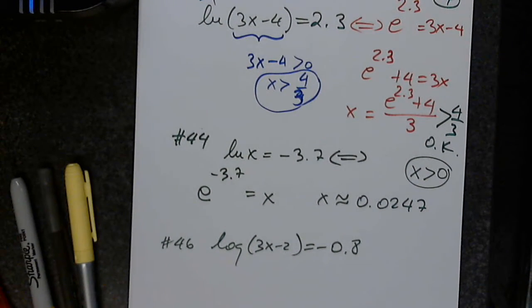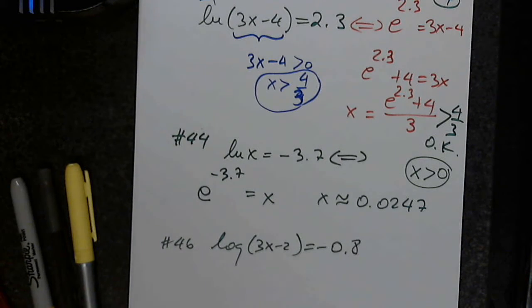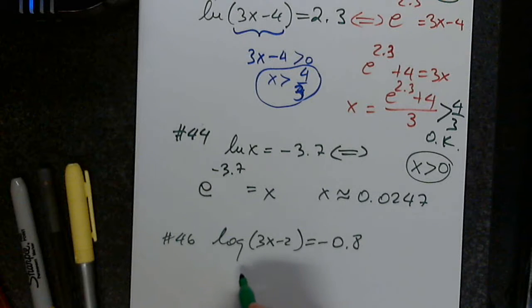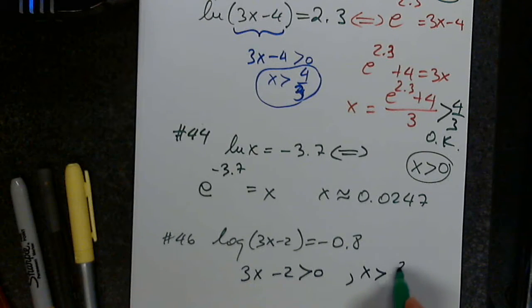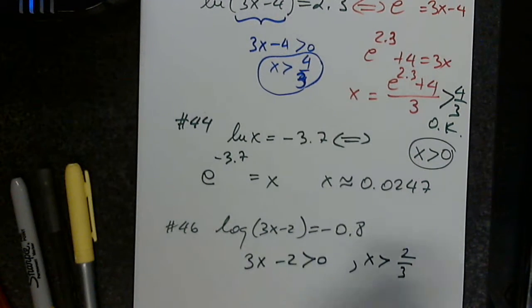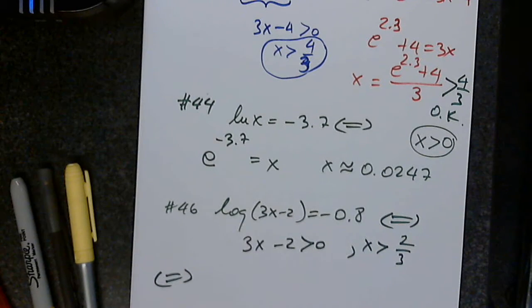Good. What is the condition you have to state for number 46 before you start? It has to be greater than 2/3. Okay, you're right. 3x minus 2 must be greater than 0, which means x greater than 2/3. Excellent. So now I can change it into an exponential equation, and then I'll figure out if the answer is acceptable.